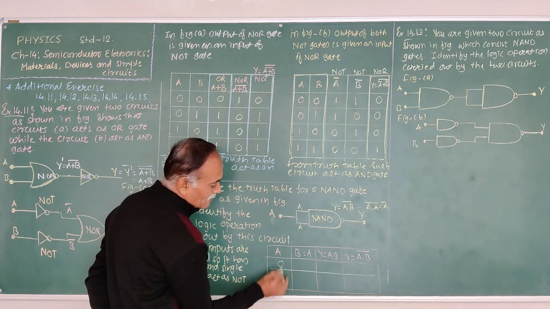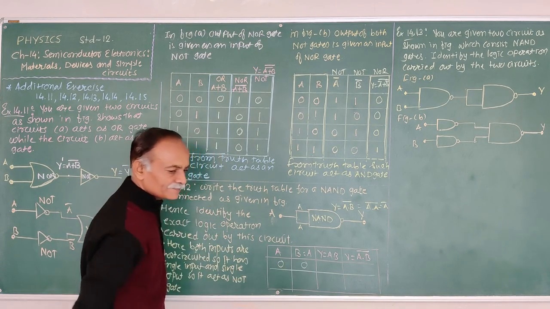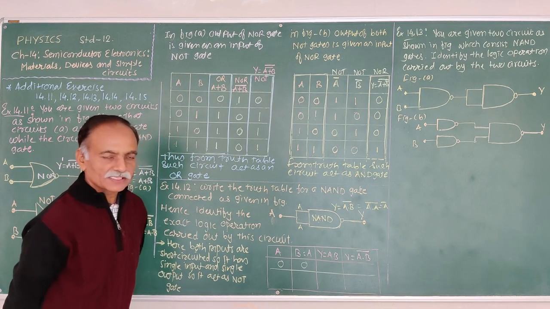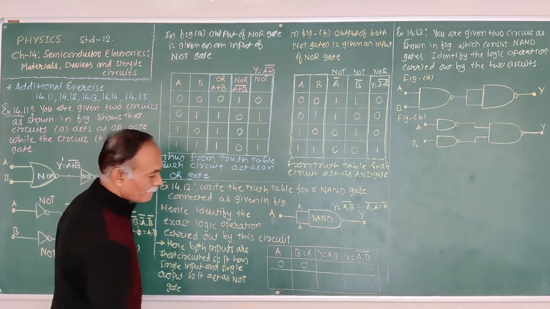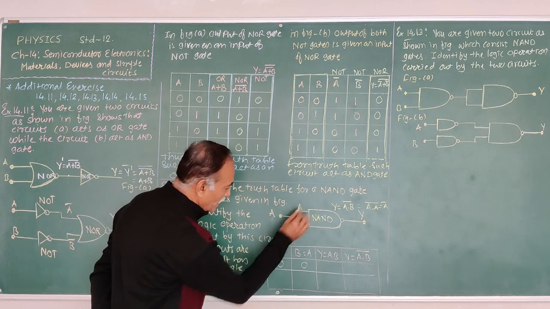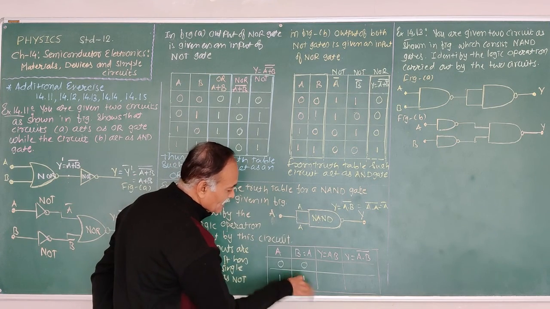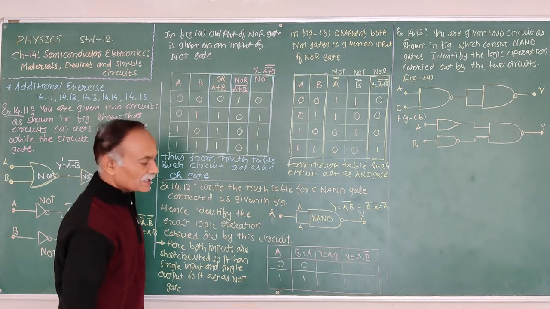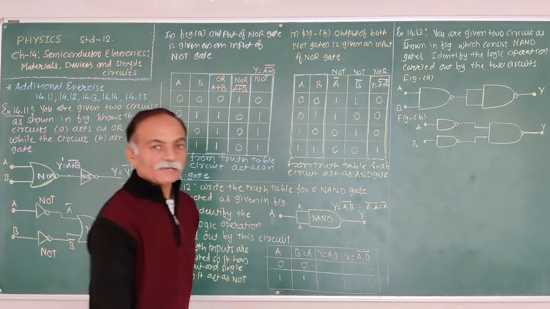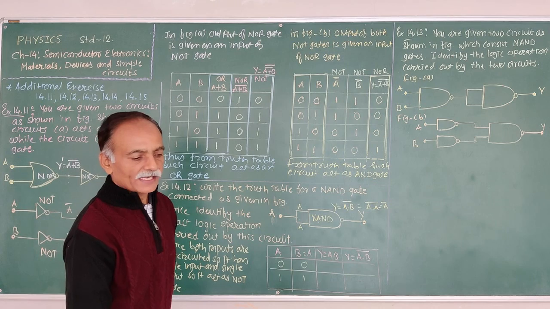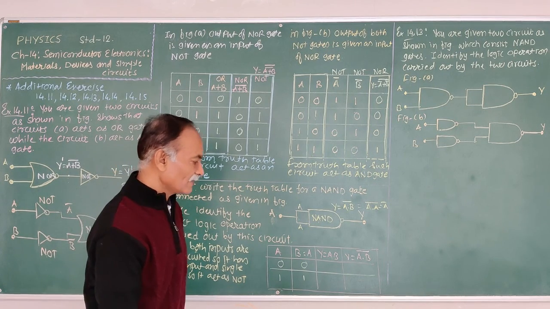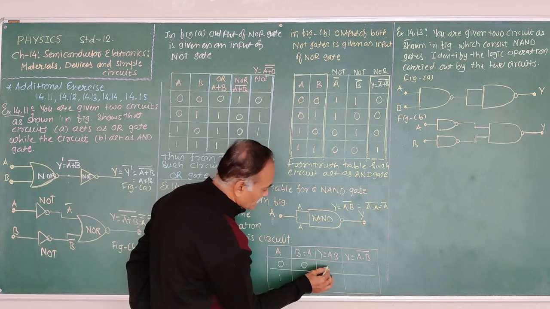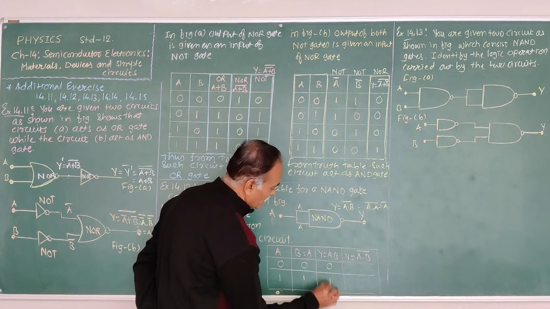So when A is equal to 0, B is also 0. When A is equal to 1, B is also 1. Both inputs are the same. What is the characteristic of the AND gate? If both inputs are 1, at that time the output is 1, otherwise 0. 0, 0, 0. That is the one.